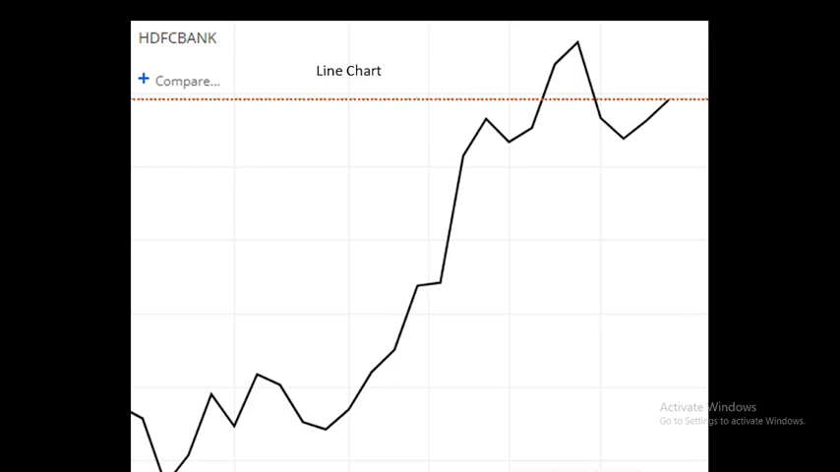This is a line chart. Line charts are mainly used for drawing support and resistance lines. These line charts are based only on open and close. In this chart we don't have the low and high made. This chart is created based on the open and close of each candle.